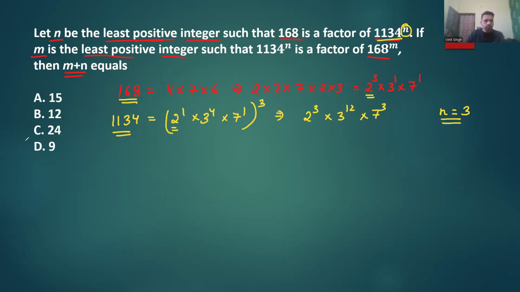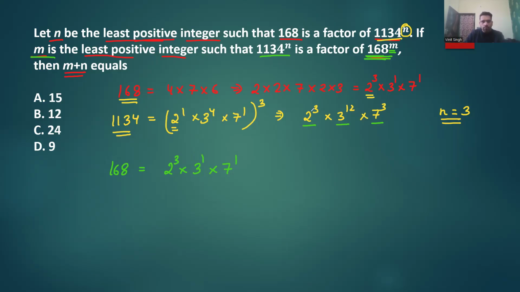Now the second one. m is the least positive integer such that 1134 power n is a factor of 168 power m. So we have to find the minimum value of m. So 1134 power 3 is 2 power 3, 3 power 12 and 7 power 3. Now this number is a factor of 168 power m. So 168 we can write in the form of 2 power 3 into 3 power 1 into 7 power 1.